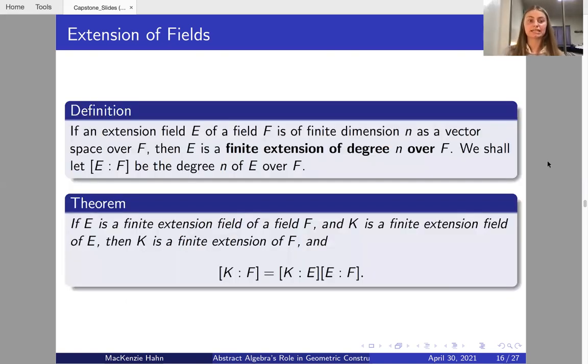Just a couple more important definitions. If an extension field E of a field F is of finite dimension n as a vector space over F, then E is a finite extension of degree n over F. And so in the following theorem, this follows from our linear algebra course. We could find that when we are looking at vector spaces getting bigger, we can take the basis of E over F and then the basis of K over E, and ultimately that gives us the basis of K over F.